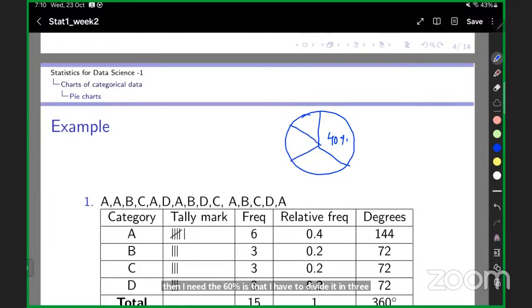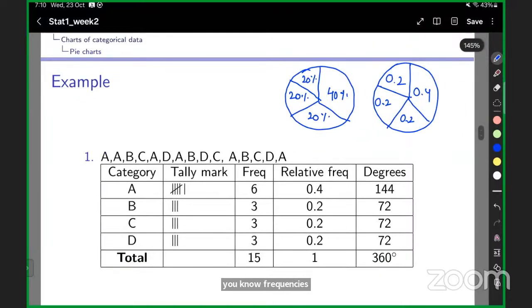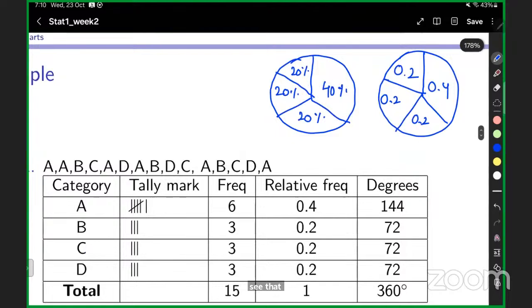You can say these 3 are equal portions. So this is 20%, this is also 20%, and this is also 20%. Or if you write the same thing in terms of relative frequencies, that is going to be 0.4, 0.2, 0.2, 0.2. So I divided the pie into 4 pieces, proportional to the frequencies they have. That's how pie charts come into the picture. You can see that the area covered by 40% or 0.4 is larger than the 0.2.